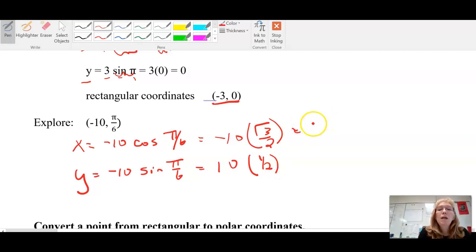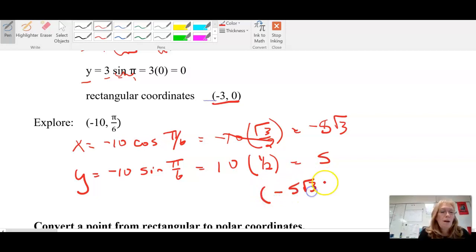Okay, that equals negative 5 square root of 3, and this one equals negative 5. So my point is negative 5 square root of 3, comma, lost my negative in there, negative 5. All right, I hope you did a good job.